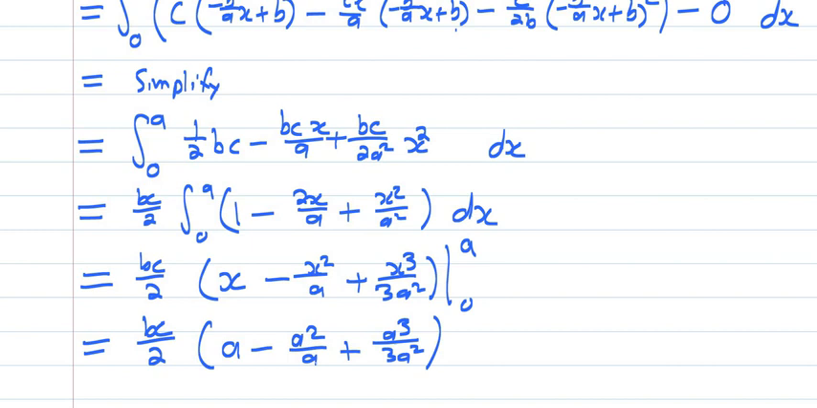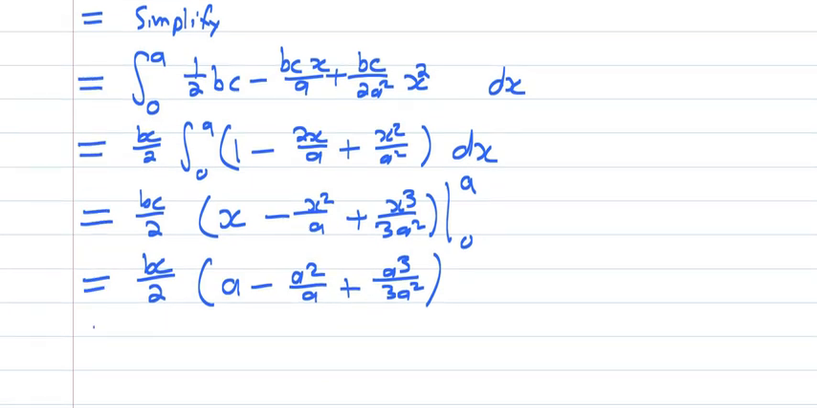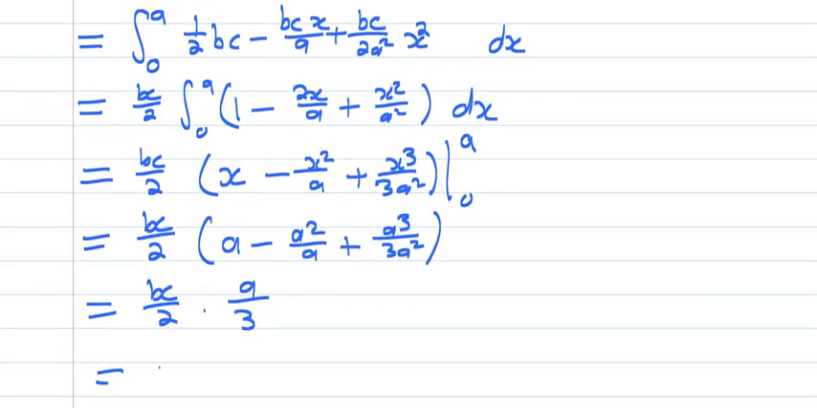A minus a squared over a, that becomes 0. And so if I do the maths, this becomes bc over 2 times a over 3. And if we simplify that, we get abc over 6 as desired. And that, ladies and gentlemen, is the volume of a tetrahedron in the first octant that cuts the x-axis at A, the y-axis at B, and the z-axis at C. All right? A nice little problem.